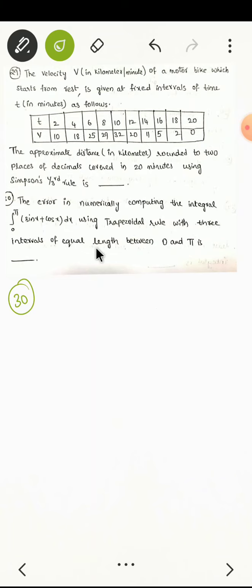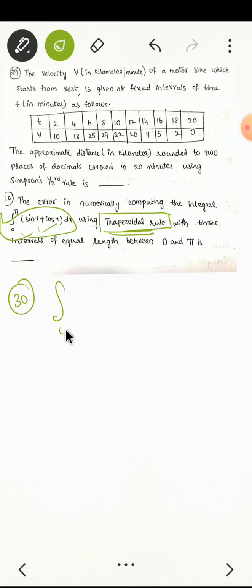Okay, then let us solve problem number 30. Problem number 30: the error in numerically computing the integral using trapezoidal rule with three intervals. You have to find the error here. Okay, how will you find the error? It's very easy, right? Just by using the trapezoidal rule. I will tell you the procedure, you people just practice this. You have to apply the trapezoidal rule and you have to go for exact integration of this thing. Okay, I will do it for you people.